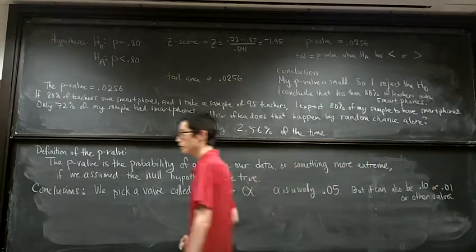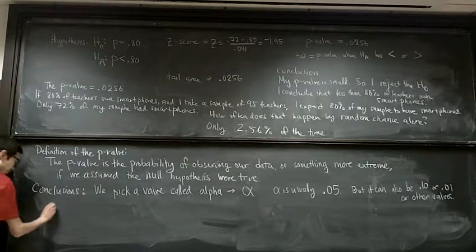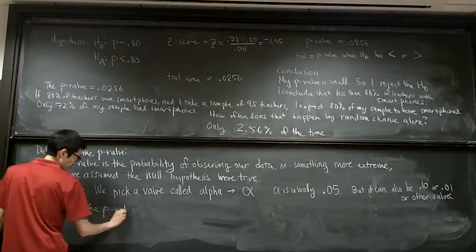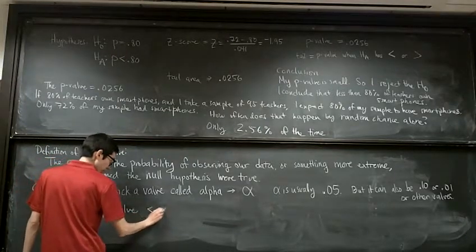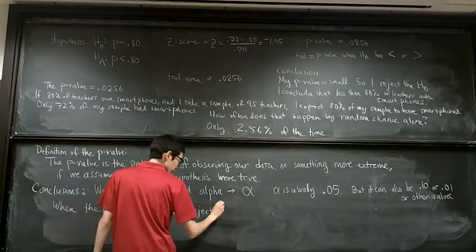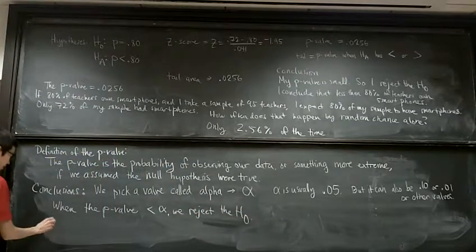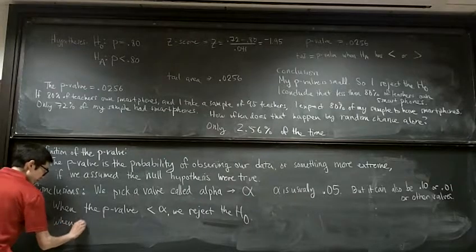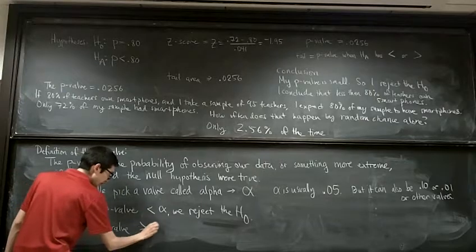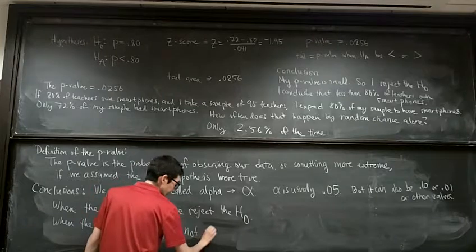When the p-value is smaller than alpha, we reject the null. When the p-value is greater than or equal to alpha, do not reject the null.